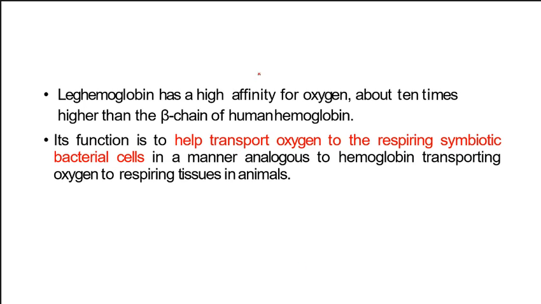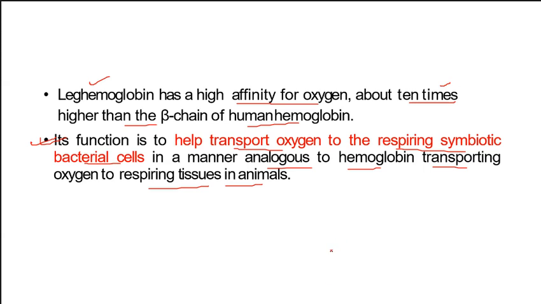Now this Leghaemoglobin has a high affinity for oxygen, about 10 times higher than that of the beta chain of human hemoglobin. Human hemoglobin also has a very high affinity for oxygen, but it was found that Leghaemoglobin has about 10 times higher affinity. It functions to transport oxygen to the respiring symbiotic bacterial cells in a manner analogous to hemoglobin. It does not allow the oxygen to remain in the peribacteroid membrane. It transports all the oxygen to the respiring tissues in animals.